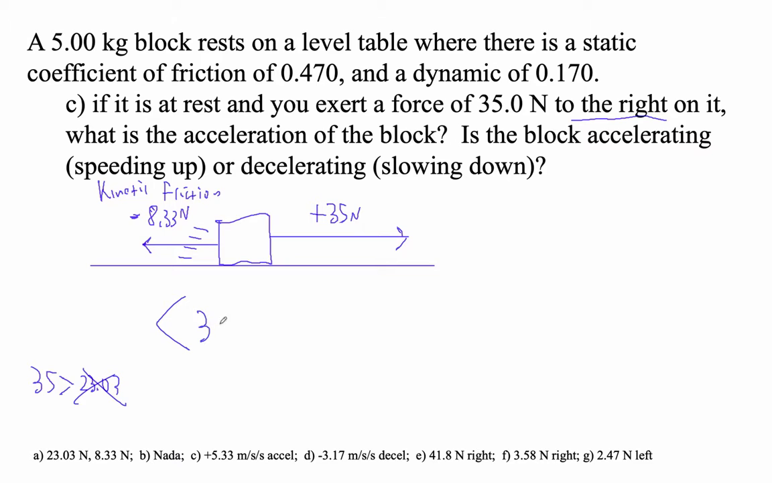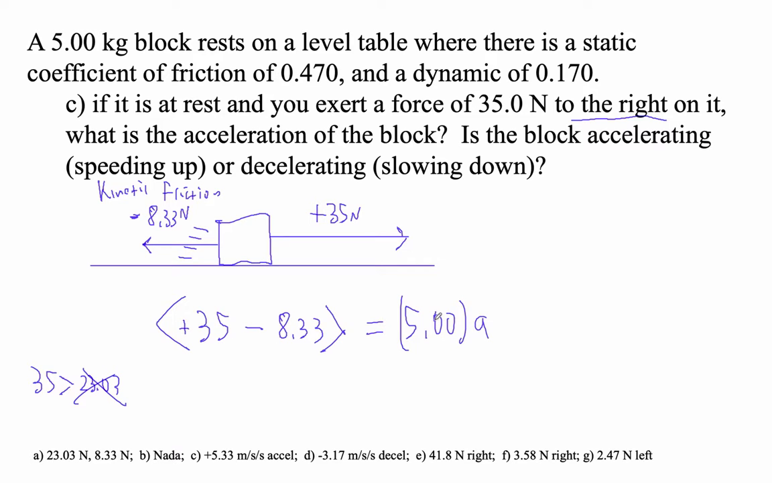We've got an applied force of 35 newtons, and it's positive. We've got a friction force of 8.33. It's negative because we're sliding to the right. The friction is to the left. Okay, and then that equals 5.00 times a. So this is an unknown acceleration problem.